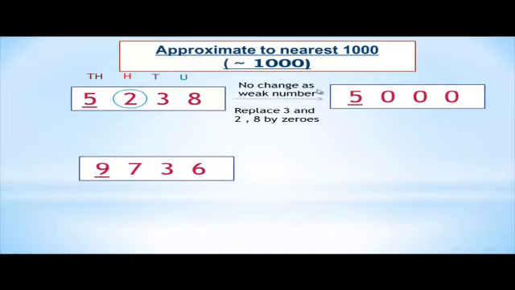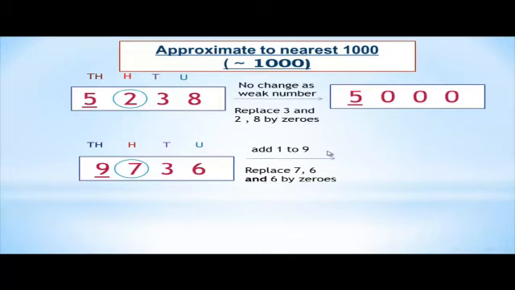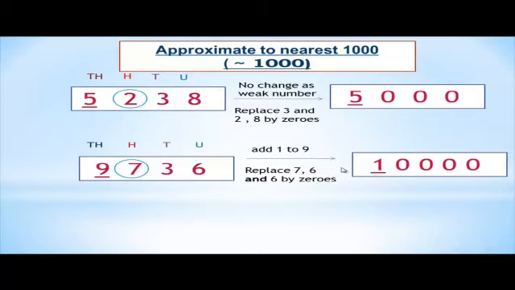The second example, I have 9,736. Put your place values: 6 units, 3 tens, 700, and 9,000. Look at the digit of the thousand and determine. I found 9. The digit before the 9 here is 7. 7 is a strong number. Give 1 to the 9, so add 1 to the 9 and replace 7, 3, 6 by zeros. So the result will be 10,000.